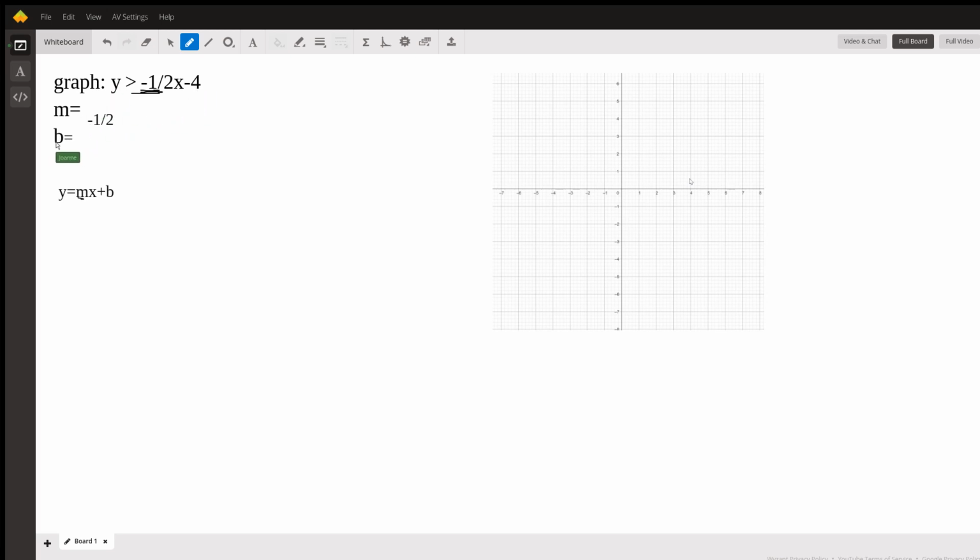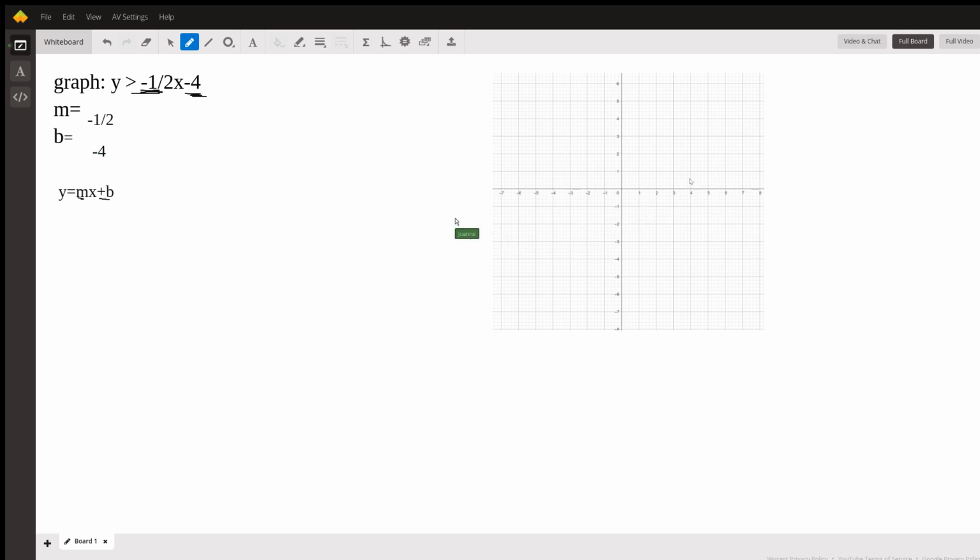And from our equation, we can also see the y-intercept, which is what b stands for. The y-intercept is the number here. It says plus b here. Well, if we look, it doesn't say plus a number, it says minus a number. So it means our b, our y-intercept, is actually equal to negative 4. So our slope is negative 1/2, and our y-intercept is negative 4.